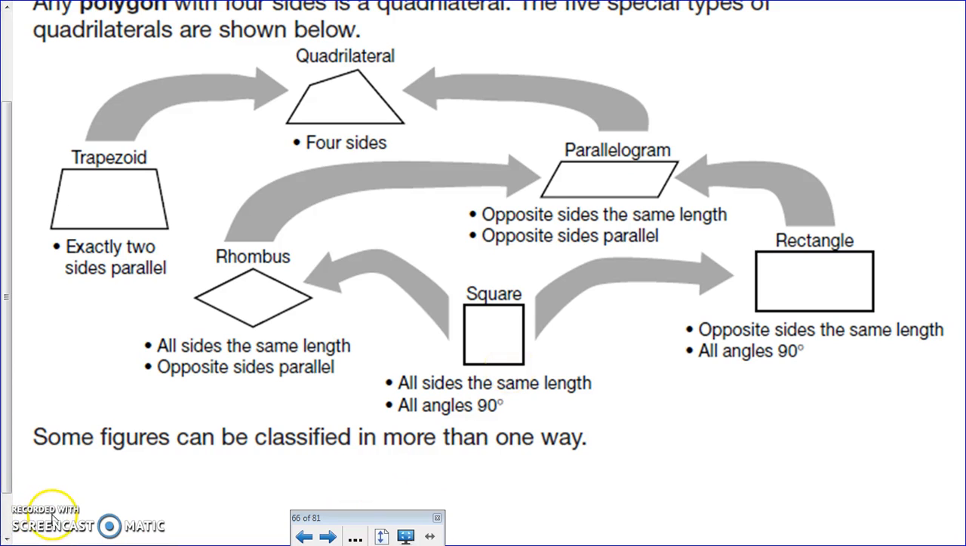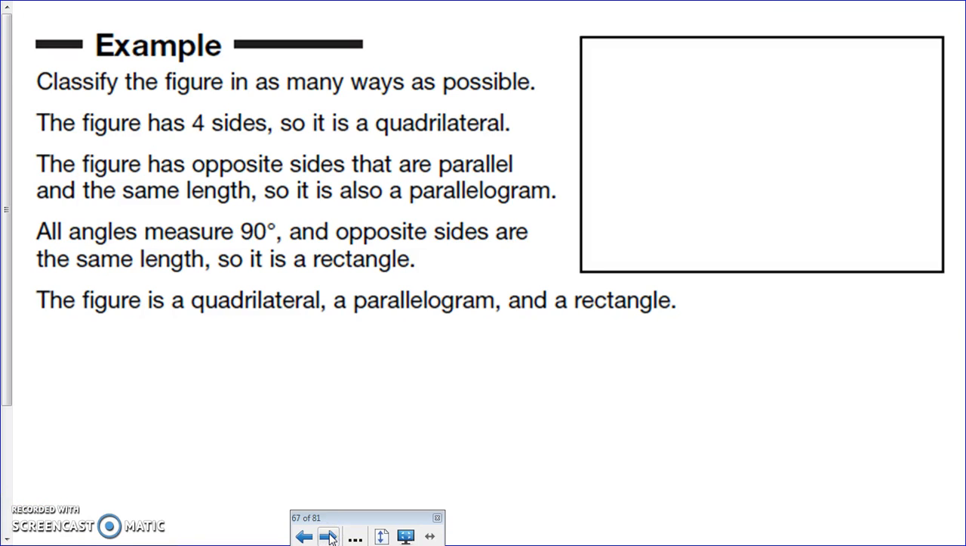Some figures can be classified in more than one way. The square, for example, fits just about every category of quadrilateral. Example, classify the figure in as many ways as possible. The figure has 4 sides, so it is a quadrilateral. The figure has opposite sides that are parallel and the same length, so it is also a parallelogram. All angles measure 90 degrees and opposite sides are the same length, so it is a rectangle. So the figure can be classified as a quadrilateral, a parallelogram, and a rectangle.